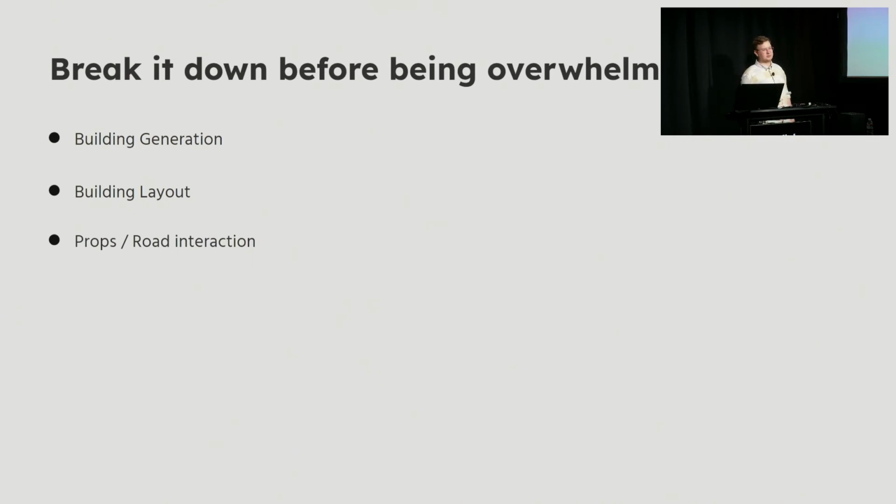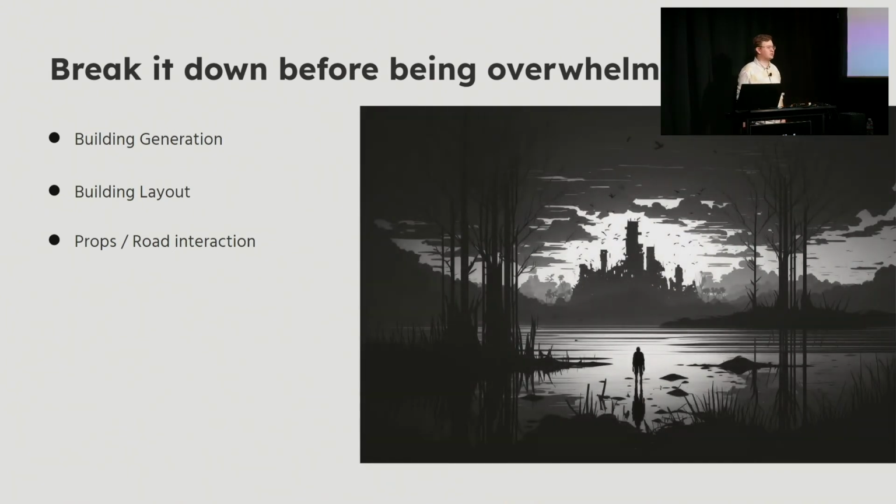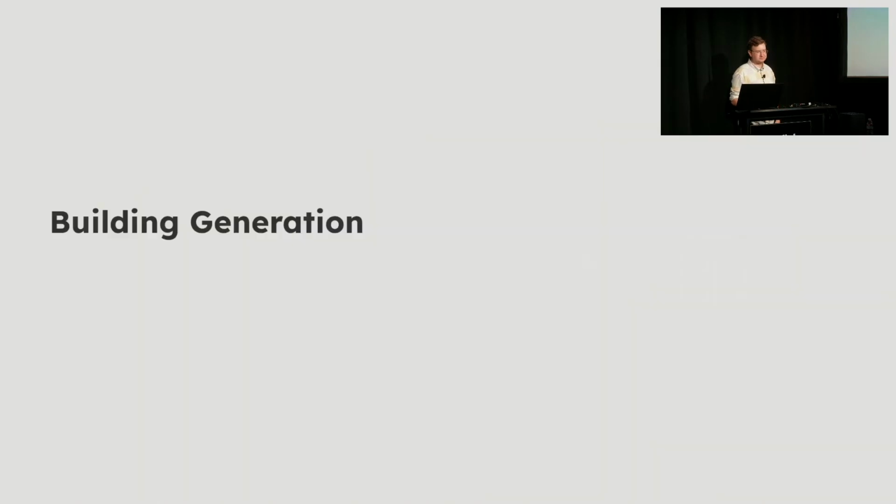And the final is props and road interaction. How do these all layer into the system? But you don't have to go complex with it. We're still at silhouetting pass 2. We're just setting form and shape, and does the city feel real? So the first step is building generation. How do I generate buildings in 10 minutes?